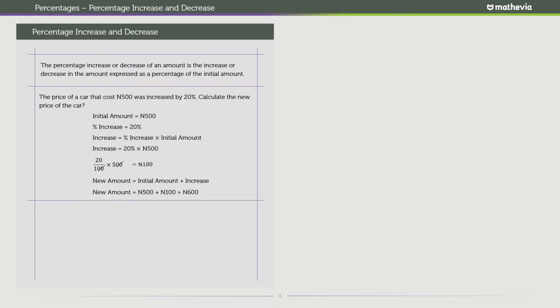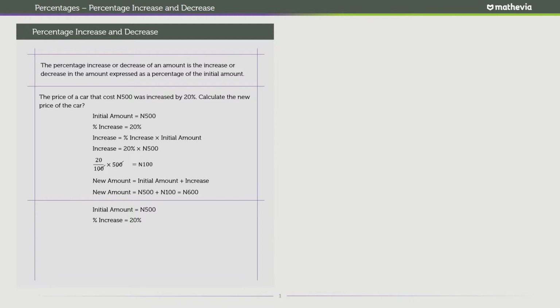Now, there's another interesting way to solve this. Basically, what we did here is we found the increase: 20% of 500 gave us the increase, and then we added the increase to the initial amount. Something else we can do is add using the percentages. I'm going to show you exactly what you're going to do.